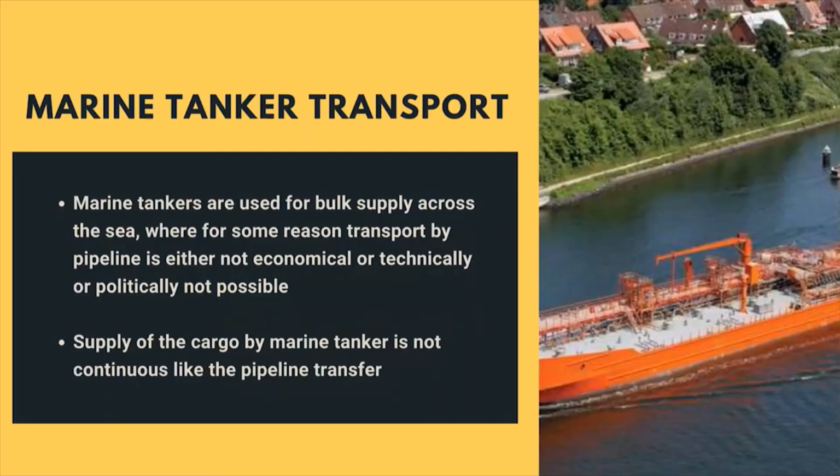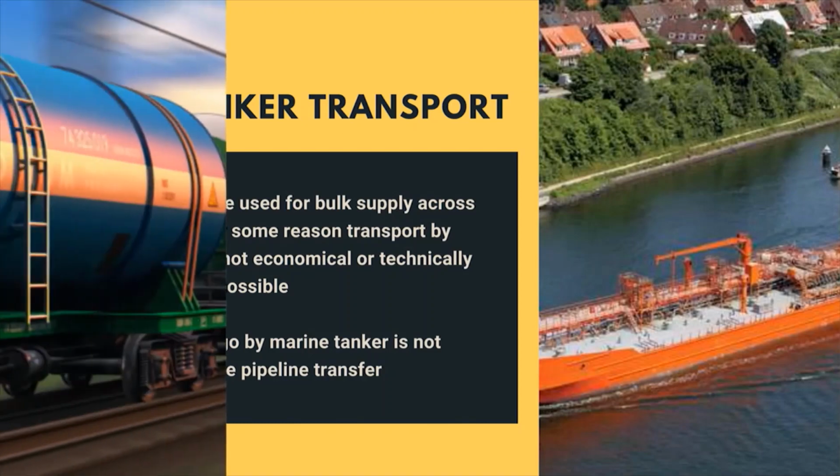The second popular mechanism of movement of hydrocarbons, whether it is crude oil or gas, is through marine tanker transport. Marine tankers are large vessels used for bulk supply across sea, where for some reason the transport by pipeline is either not economical or technically or politically not possible. The supply of the cargo by marine tanker is not continuous, it is actually a batch process. But definitely, this is the second most popular way of transporting crude oil or natural gas after pipeline transport.